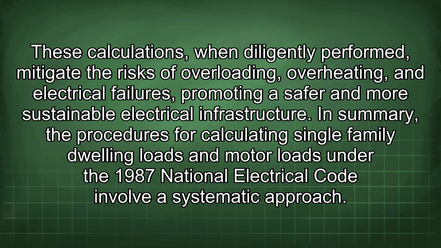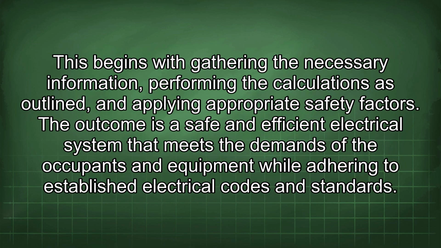electrical infrastructure. In summary, the procedures for calculating single-family dwelling loads and motor loads under the 1987 National Electrical Code involve a systematic approach. This begins with gathering the necessary information, performing the calculations as outlined, and applying appropriate safety factors. The outcome is a safe and efficient electrical system that meets the demands of the occupants and equipment while adhering to established electrical codes and standards.